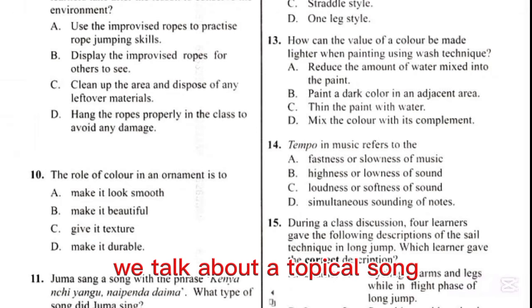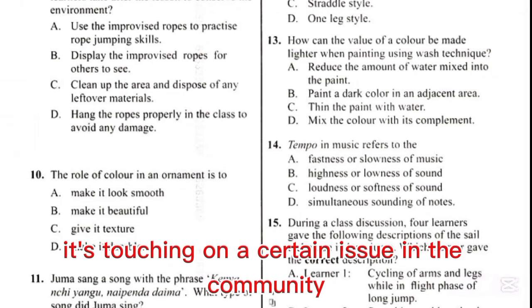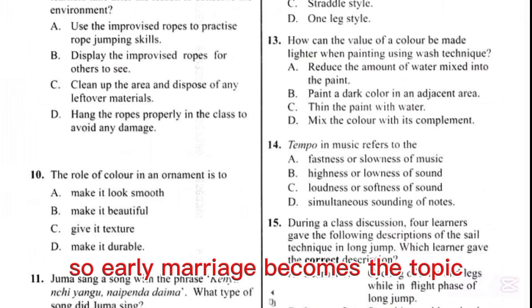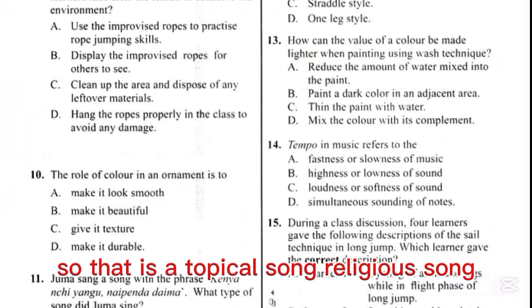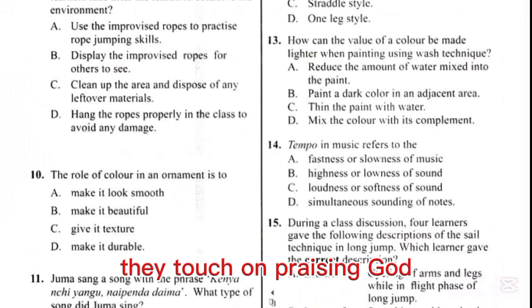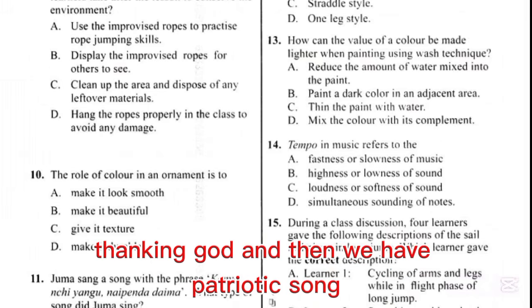Then topical song. It's a song that touches on a certain issue in the community. You can talk about early marriage. So early marriage becomes the topic. So that's a topical song. Religious songs are songs that touch on God. They touch on praising God, giving God praises, thanking God. And then we have patriotic song.